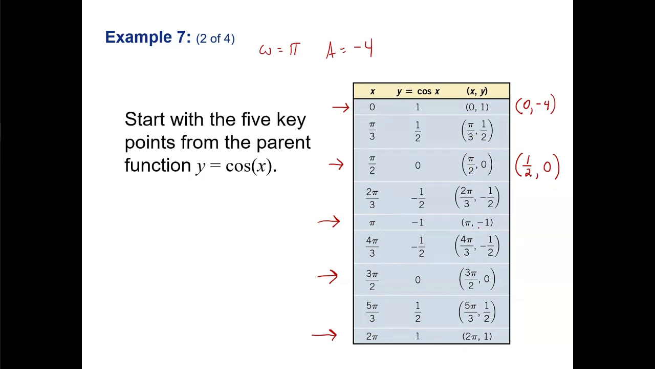Skipping down to this one, we've got pi/pi, so pi/pi is going to be 1. And then we're going to take -4 times -1, so that'll become a +4 there. And then for this one, 3 pi/2 over pi is going to be 3/2. -4 times 0 is 0. And for this last one, 2 pi/pi will be 2, and -4 times 1 will be -4 again.